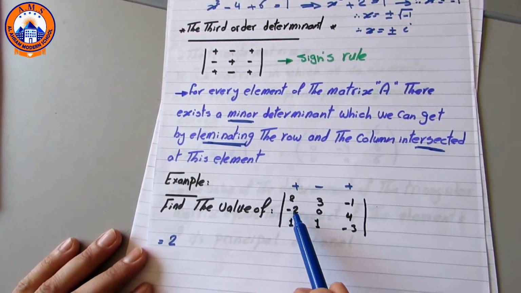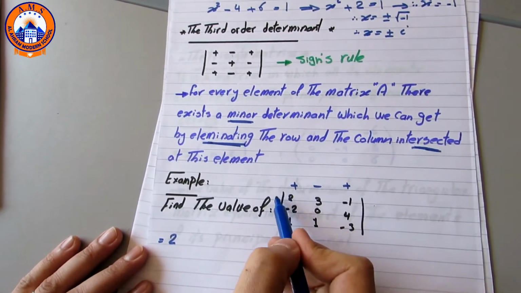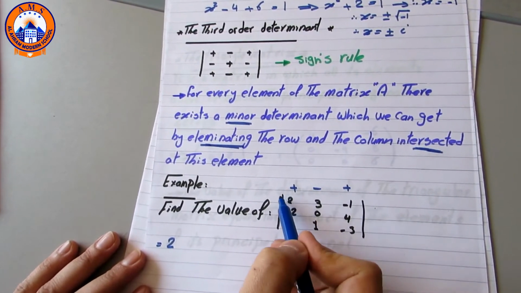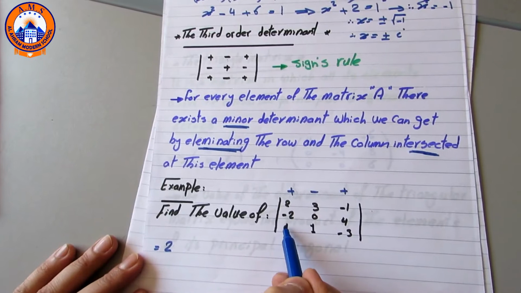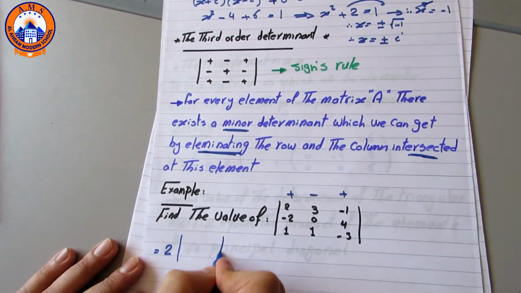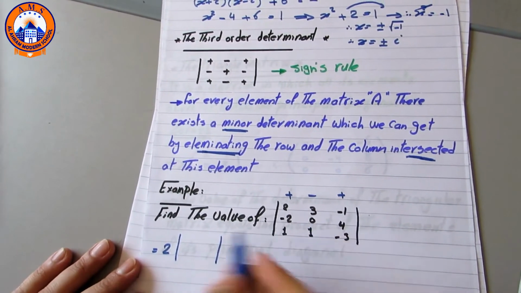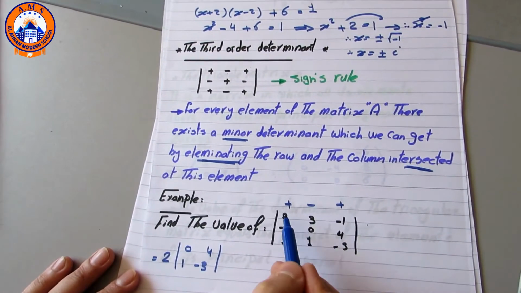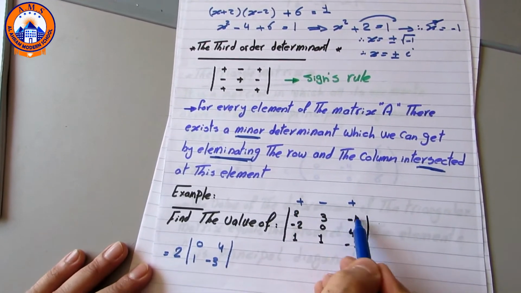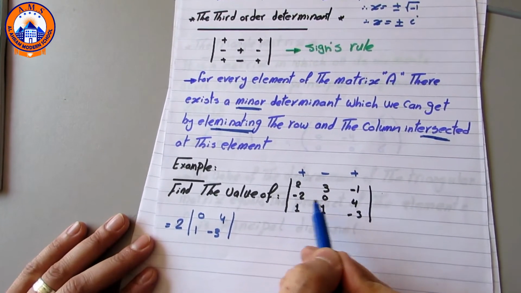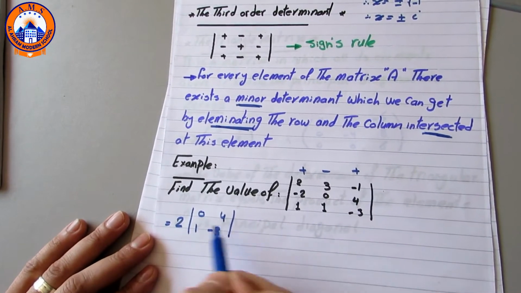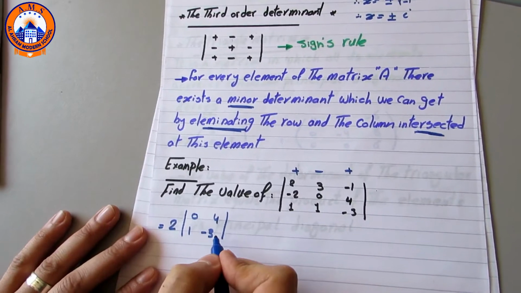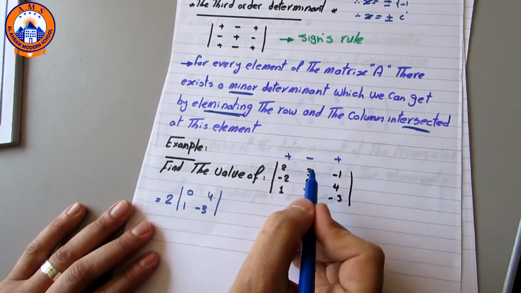Back to the question. Again, I will choose number 2. So you have to cancel the row and the column of this element number 2. Cancel this row and cancel this column. So what about the determinant? 0, 4, 1 and negative 3. Again, cancel the row and the column of the number 2. What about the remaining? 0, 4, 1 and negative 3. So you have to put it in a determinant. Okay, after that, negative 3.